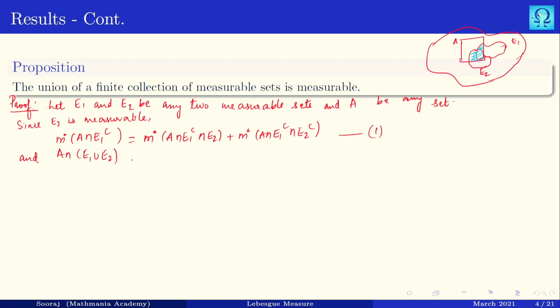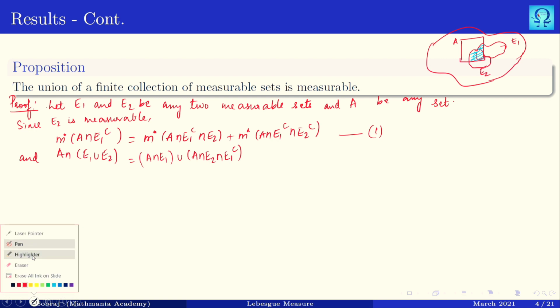I am saying that it is the same as that of A intersection E1 union A intersection E2 intersection E1 complement. That is, first of all, let me do that in a green color. A intersection E1 means I am going to have this portion. Okay, so let me do this side. This portion I am going to get.